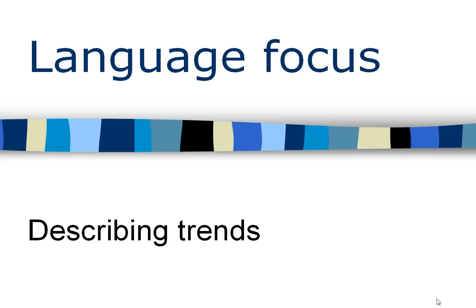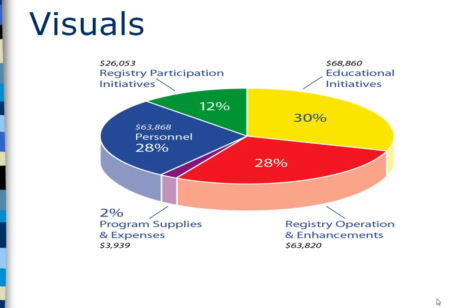Welcome to this language focus dealing with describing trends. First of all, when you describe trends, quite often what you'll be doing is using visuals. For instance, here we've got the specific visual with all these different segments that are going to indicate what we're looking at. This is, of course, a pie chart.